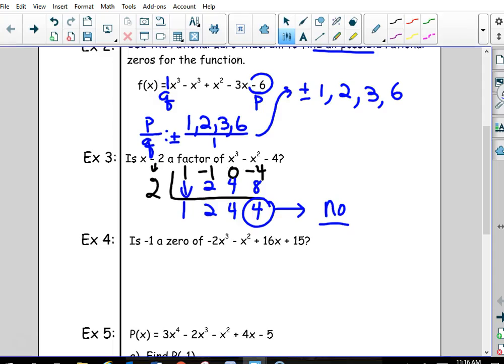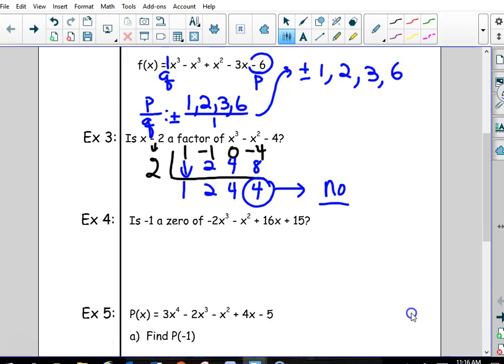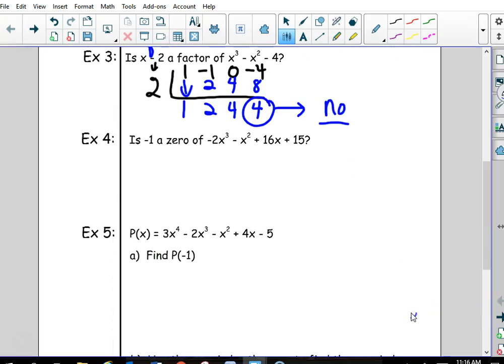All right, example 4 is actually asking us to do the very same thing, but instead of giving us a factor, they're giving us a 0. So let's set this up. And again, because they're giving us a 0, I don't have to change the sign. Let me fill in all my coefficients, x to the 3rd, x squared, x, and 15. No missing terms. The other way I know is if I have a 3rd degree, I will always have 4 terms. 5th degree, I'll have 6 terms. So you just count the terms to see if you missed one.